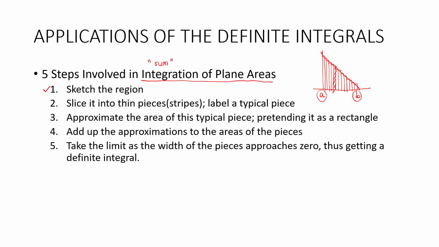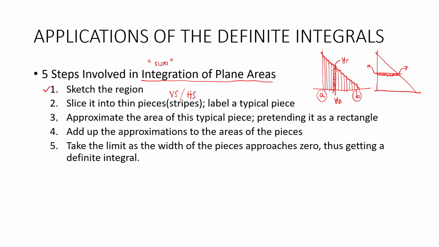Okay, so slice it into thin pieces, stripes or strips. This is where the vertical strip and the horizontal strip will come into play. You need to choose whether you're going to use the vertical strip or the horizontal strip. If you're going to use this triangle, you may use one vertical strip or one horizontal strip. And the next is you need to label your piece. You need to label what is x right, x left, y top, and y bottom.